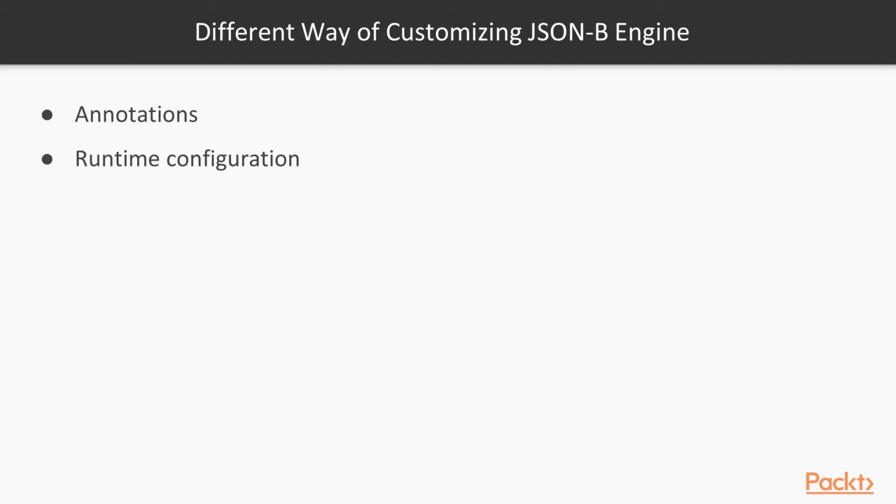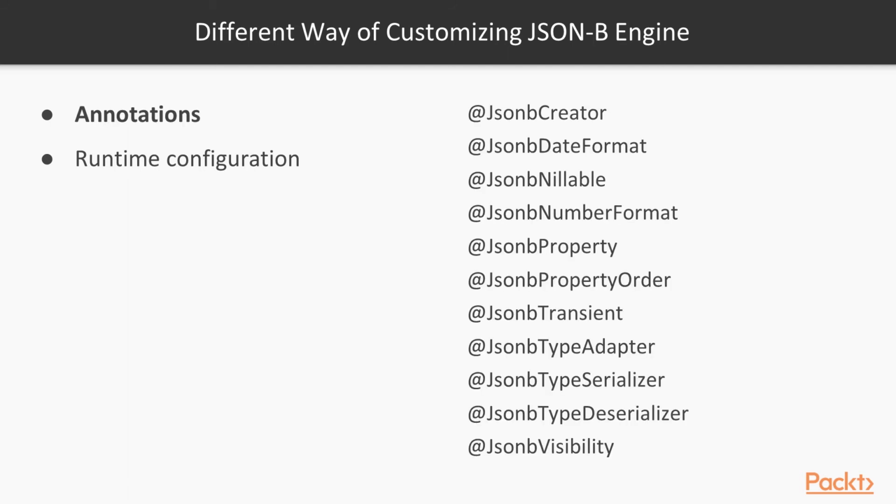There are two ways JSON-B can be customized: annotations, which is compile time, and runtime configuration. These are all annotations supported by JSON-B, 11 annotations in total. You put these annotations on classes you are processing with the JSON-B engine. This is why it's called compile time. You cannot put them on classes you don't have sources for.